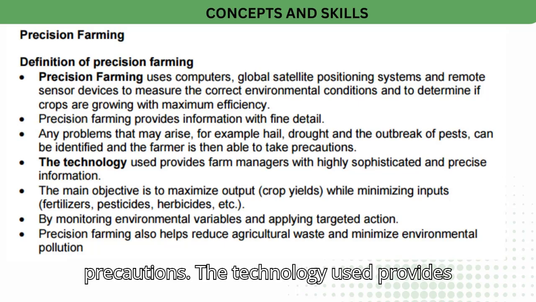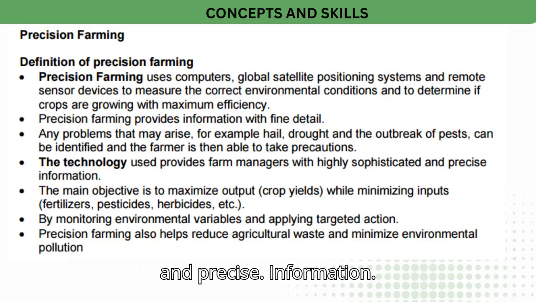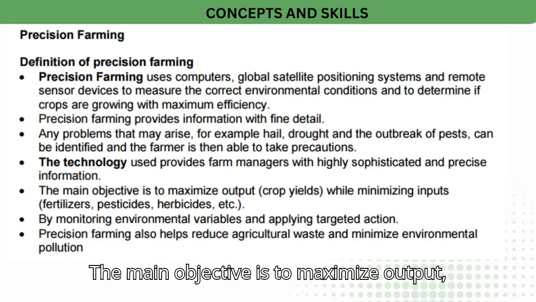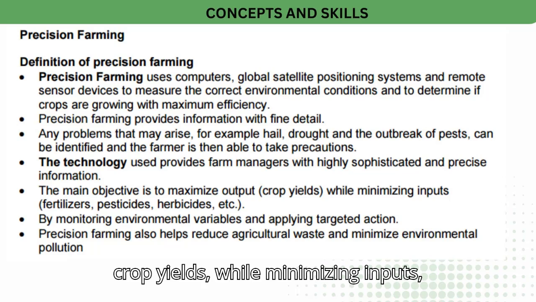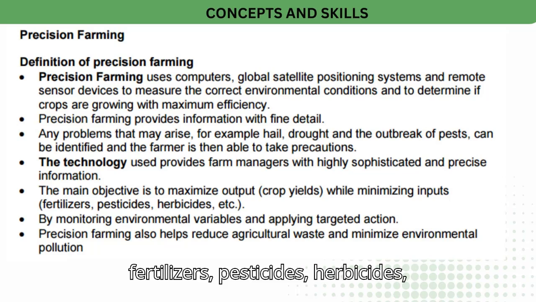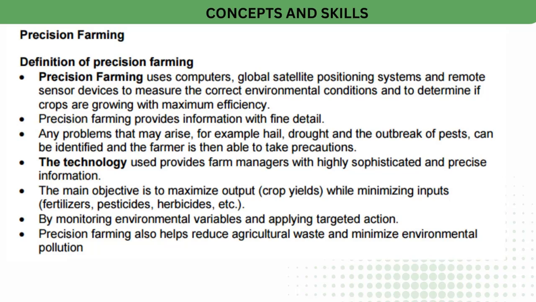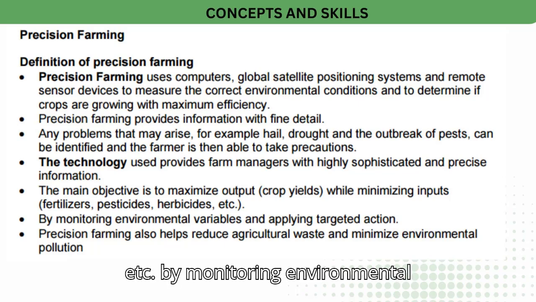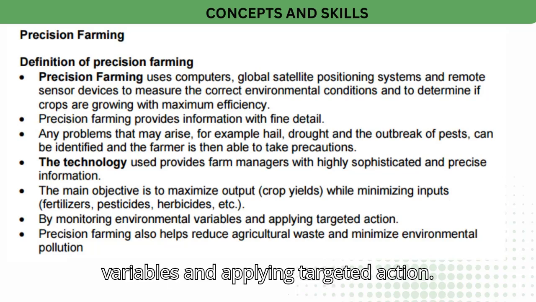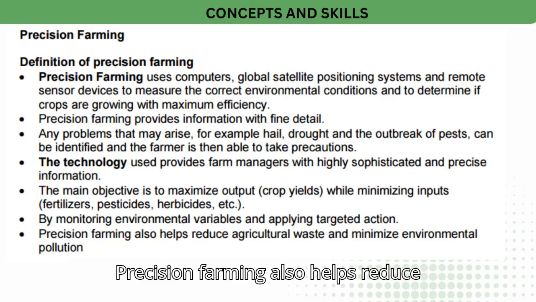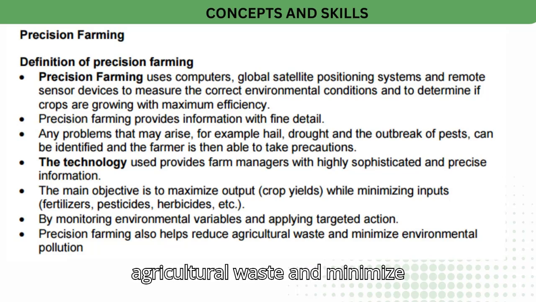The technology used provides farm managers with highly sophisticated and precise information. The main objective is to maximize output, crop yields, while minimizing inputs, fertilizers, pesticides, herbicides, etc., by monitoring environmental variables and applying targeted action. Precision farming also helps reduce agricultural waste and minimize environmental pollution.